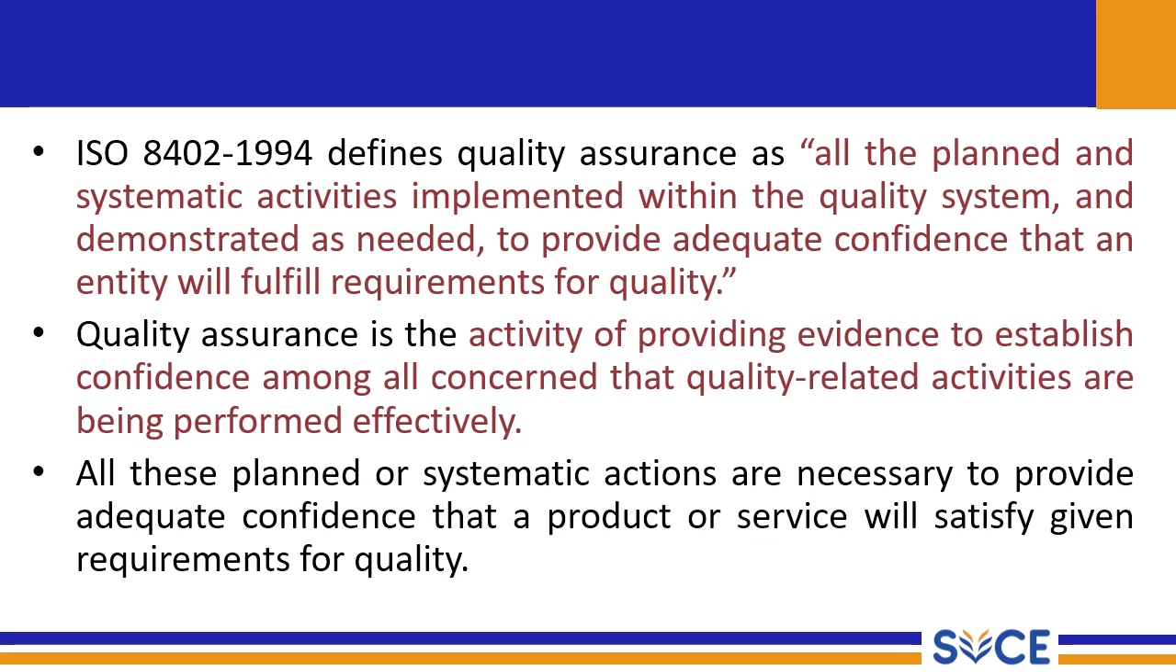According to ISO 8402 1994, quality assurance is defined as all the planned and systematic activities implemented within the quality system and demonstrated as needed to provide adequate confidence that an entity will fulfill requirements for quality. Quality assurance is the activity of providing evidence to establish confidence among all concerned that quality related activities are being performed effectively. So that is one way to define quality assurance.